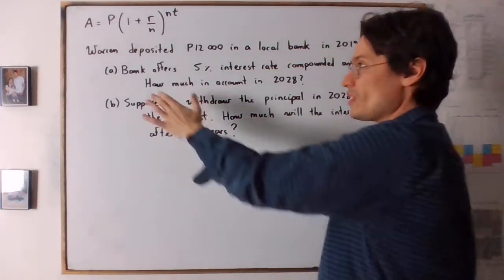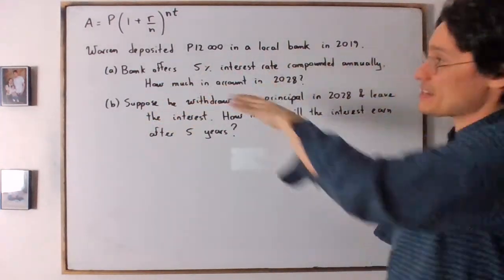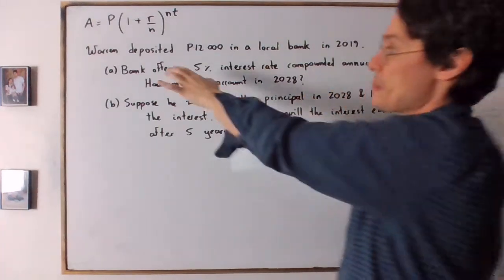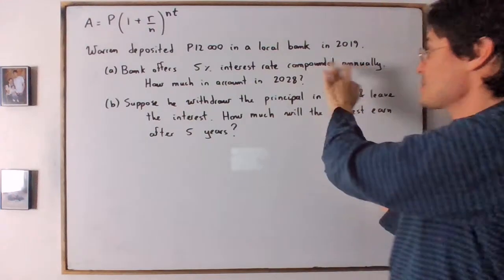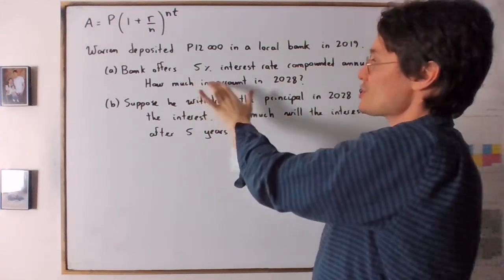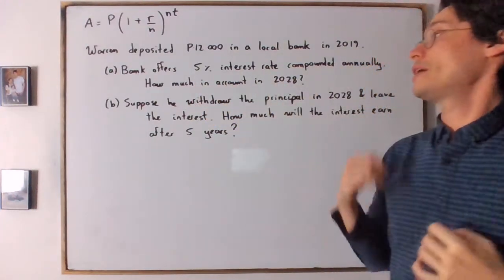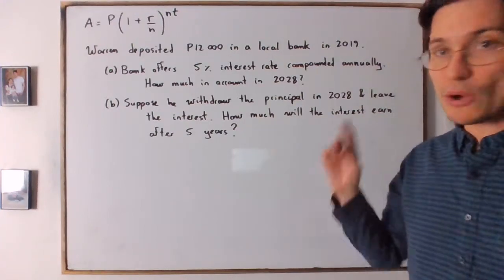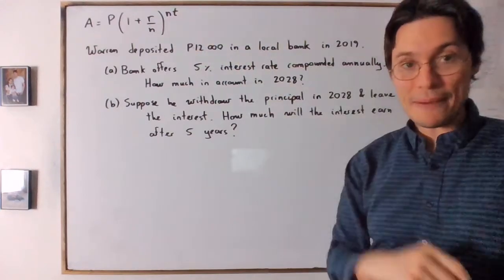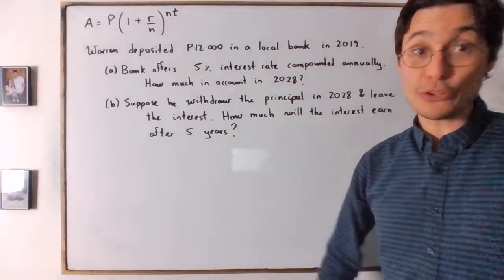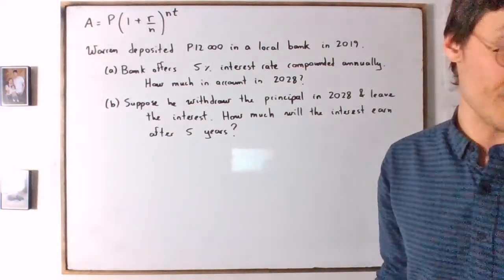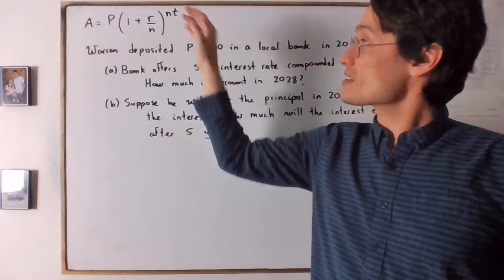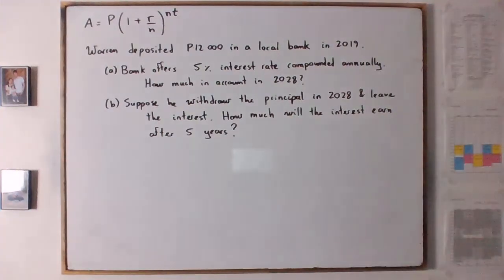So they are asking you two questions. Let's go ahead and answer the first one. The bank offers a 5% interest rate compounded annually. How much is in the account in 2028? Honestly, when you use this formula, the only thing you need to do is fish for the information. In other words, you want to know in your problem what P, r, and n are, and what is asked, of course.